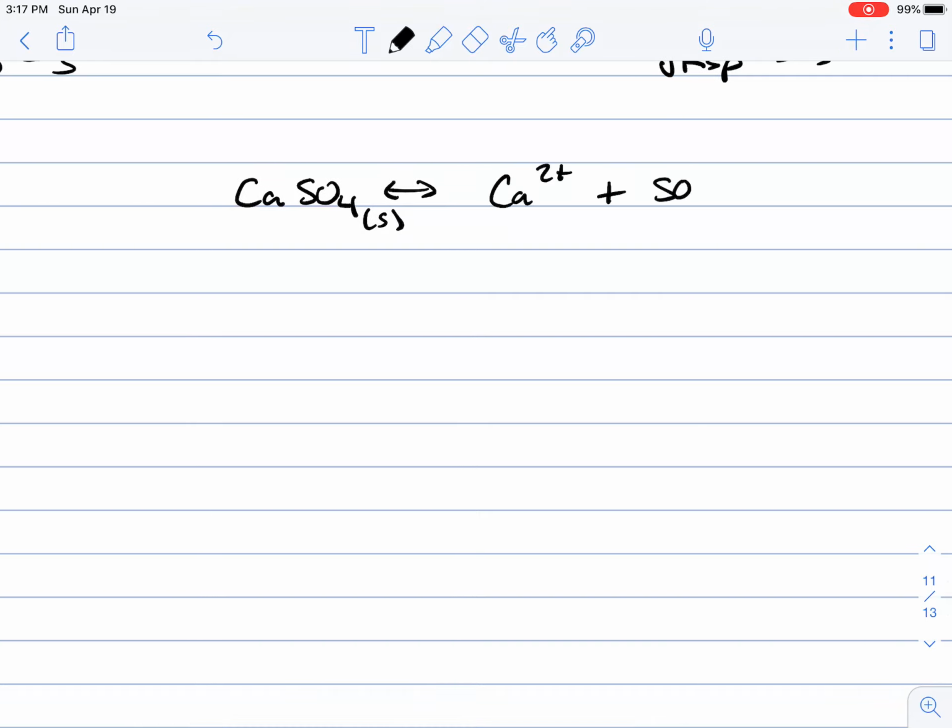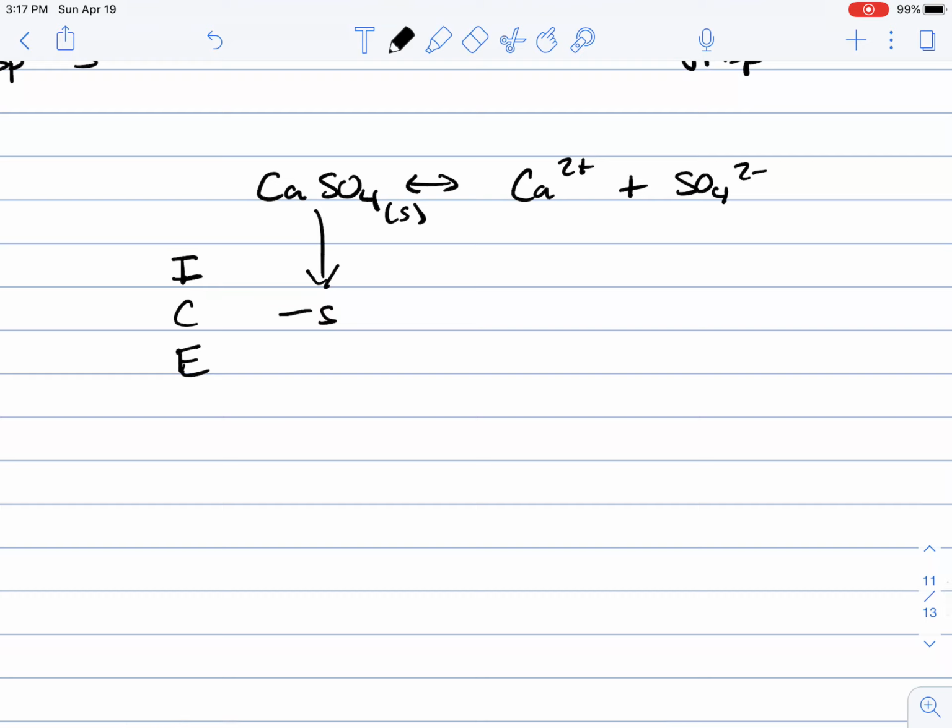We know that calcium sulfate is going to have some amount of molar solubility, and so some portion of it will dissociate to produce some amount of calcium and some amount of sulfate. And it turns out that the equilibrium concentration of calcium is equal to the molar solubility of calcium sulfate, and the equilibrium concentration of sulfate is equal to the molar solubility of calcium sulfate. Okay.